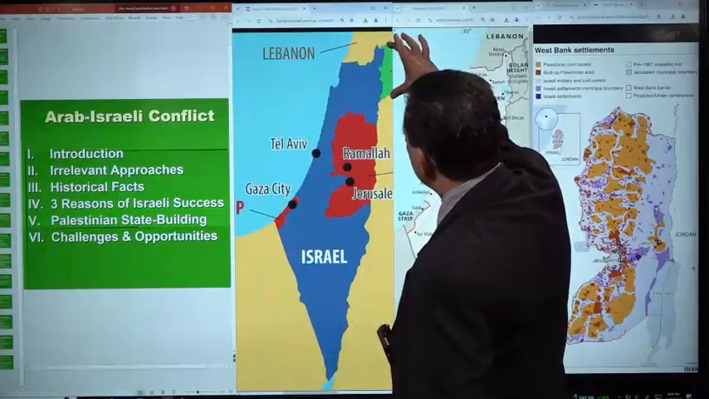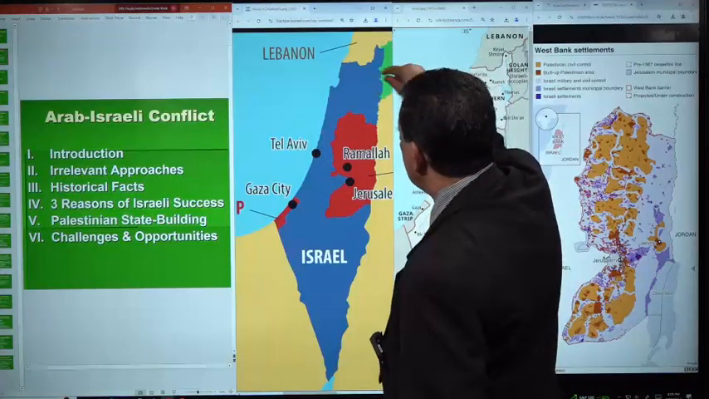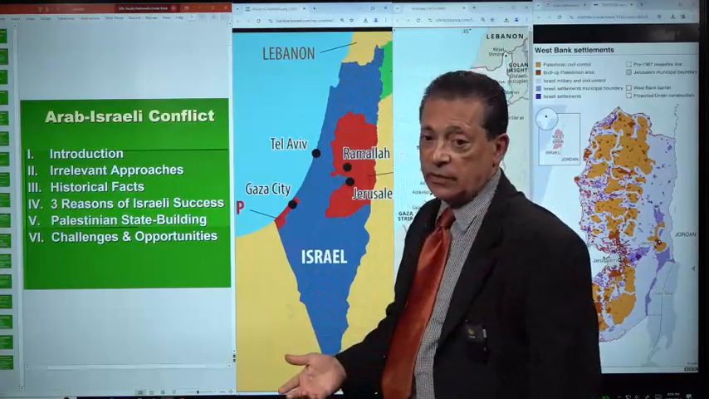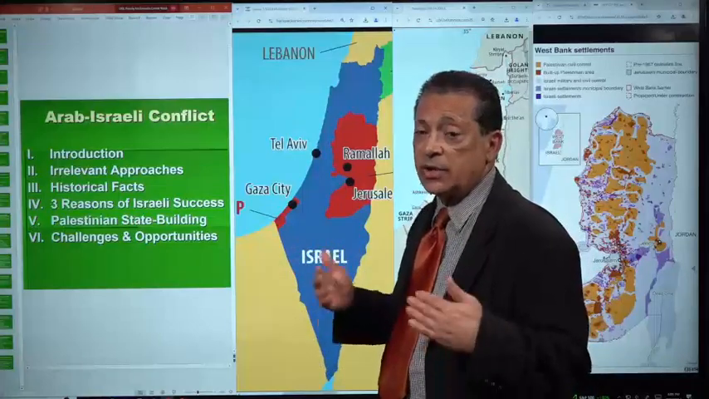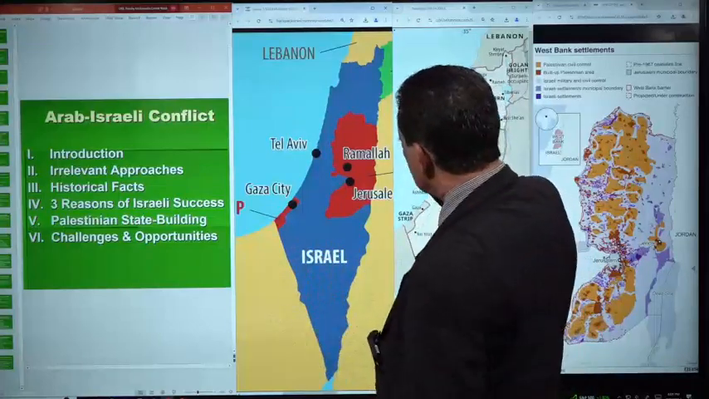Then we have the border with Syria, which is the Golan Heights, as I mentioned. And then we have the little border with Lebanon. Israel still does not have any kind of peace treaty with Syria or Lebanon. So that's the main thing.